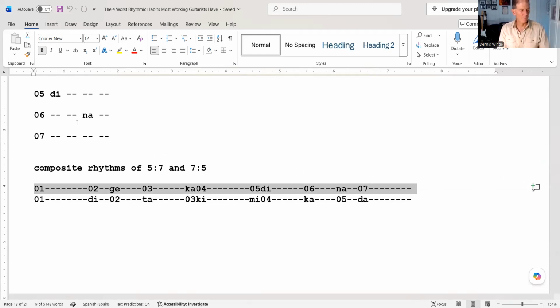1, 2, 3, 4 DK knock, 5 DK knock, 6 DK knock, 7 DK knock, 1, 2, 3, 4, 5 D, 6, 9, 7. 1, D, 2, da, 3 key, mi 4, ka, 5 da. 1, 2, 3, 4, 5, 6, 7. 1, 2, 3, 4, 5. 1, 2, 3, 4, 5, 6, 7. 1, 2, 3, 4, 5, 1. And if you sped that up, it might sound like this.